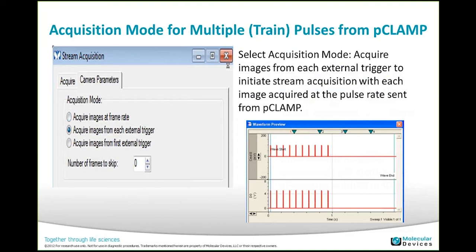If you wanted to do acquisition mode in multiple trains where it acquires at each pulse, you can set the duration for the pulses, so you can determine how fast you're going to be acquiring. In this case, you need to change the option to acquire images for each external trigger, and then it's going to wait to receive a signal, and once it receives a signal, it acquires and waits for the next signal to acquire. So you need to set up at least the same number of pulses as the number of frames you have designated on the acquire portion of the stream acquisition.